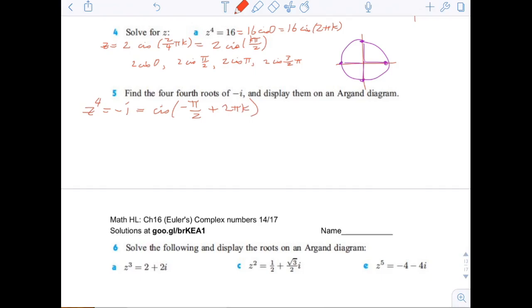And since it's z to the fourth, I'm going to take the fourth root of both sides. So the fourth root of the modulus 1 is just 1. And the cis value is going to be negative pi over 2 plus 2 pi k, all divided by 4. So that would be cis of negative pi over 8 plus k pi over 2.